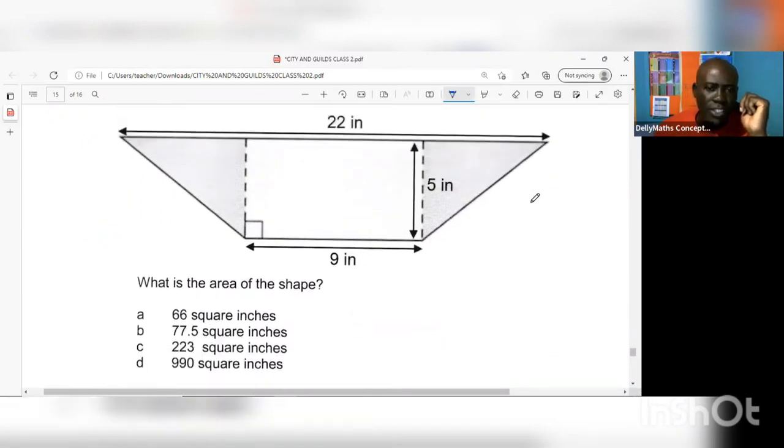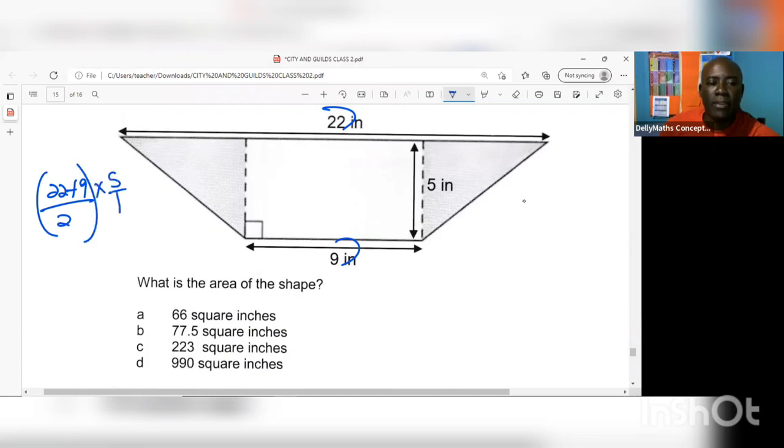What is the area of the shape? Well, this is a trapezium, and the formula says half the sum of the parallel sides times the height. The parallel sides are 22 and 9. We want half of that, multiplied by the height, which is 5. 22 plus 9 gives us 31 over 2, which is 15.5. We multiply this by 5, and we get 77.5.